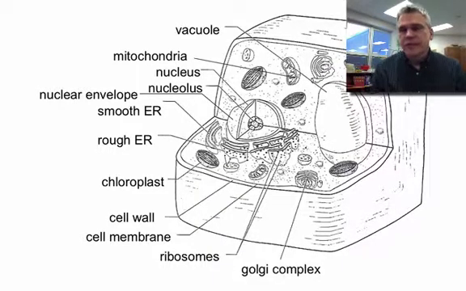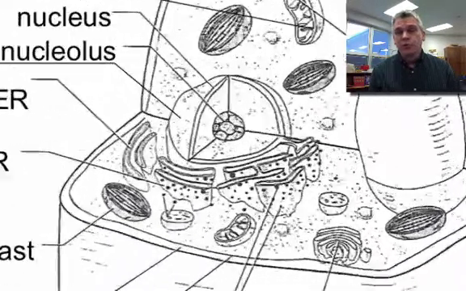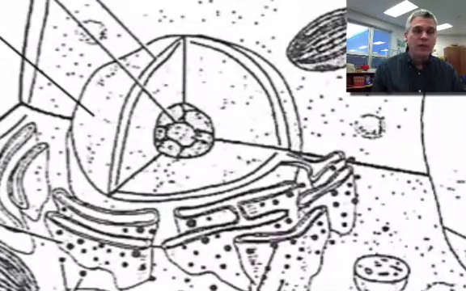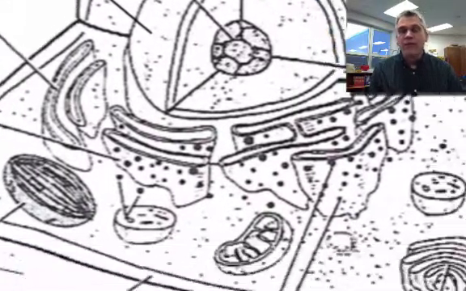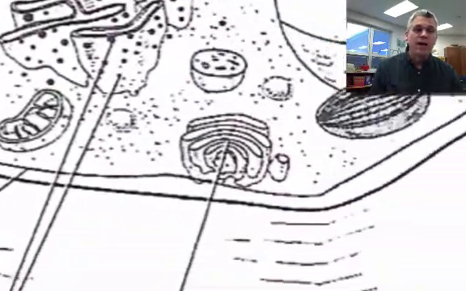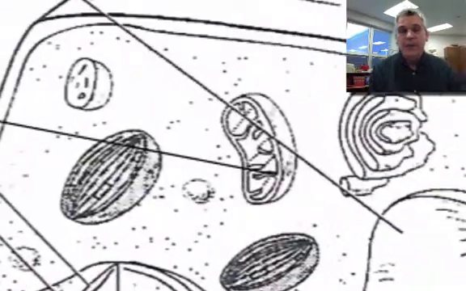Many of the structures that you see in the plant cell are exactly the same as you see in the animal cell. They look the same, they all have the same function. For instance, the nucleus, the nuclear envelope, the nucleolus. There's smooth ER and rough ER. There's a cell membrane. There's ribosomes. There's the Golgi complex and mitochondria. There's cytoplasm in the plant cell.